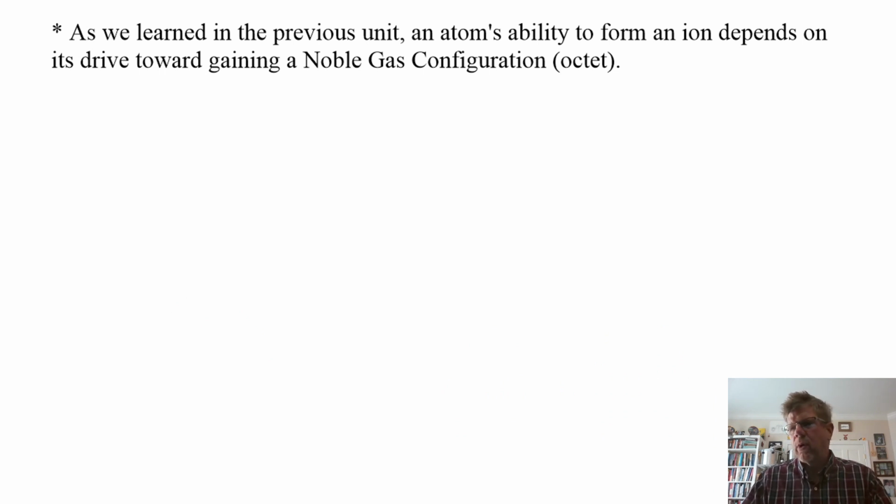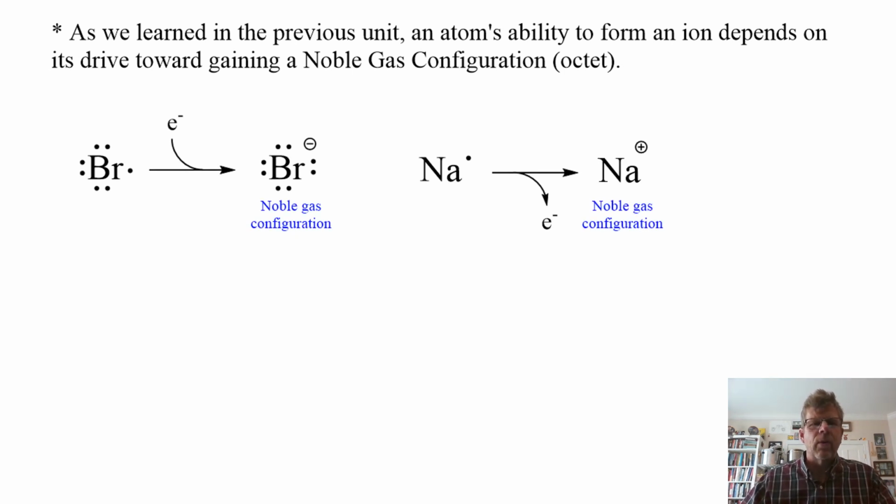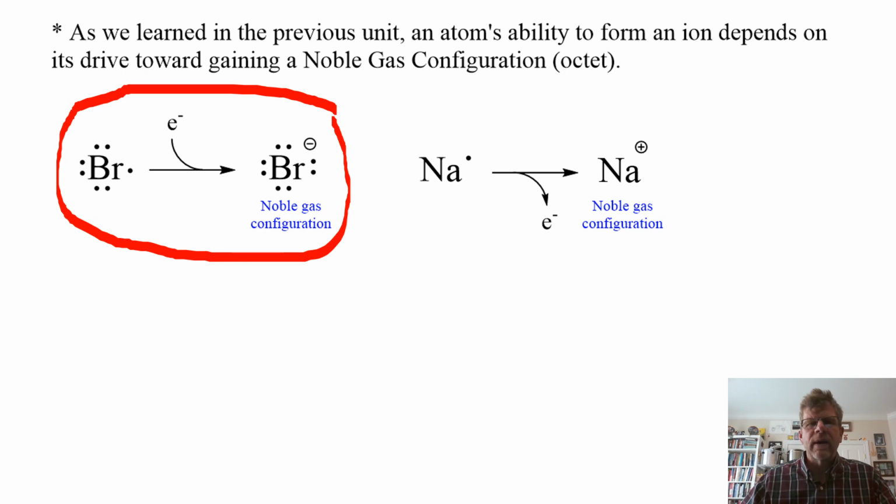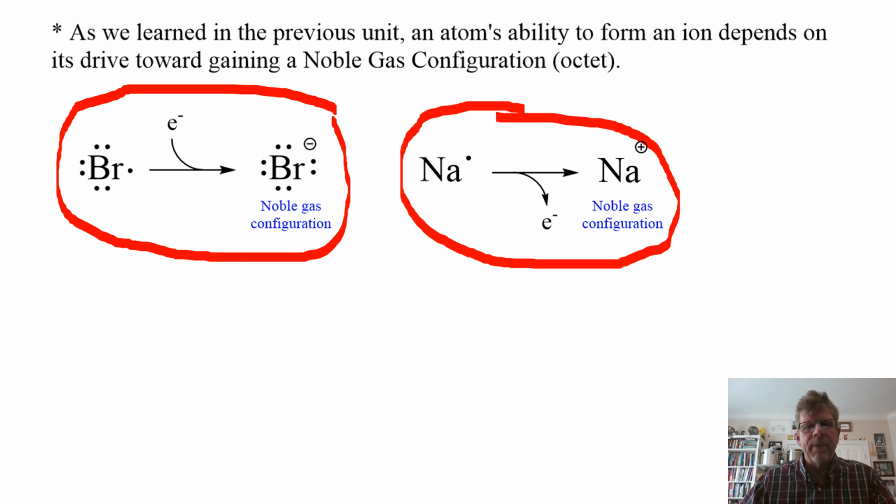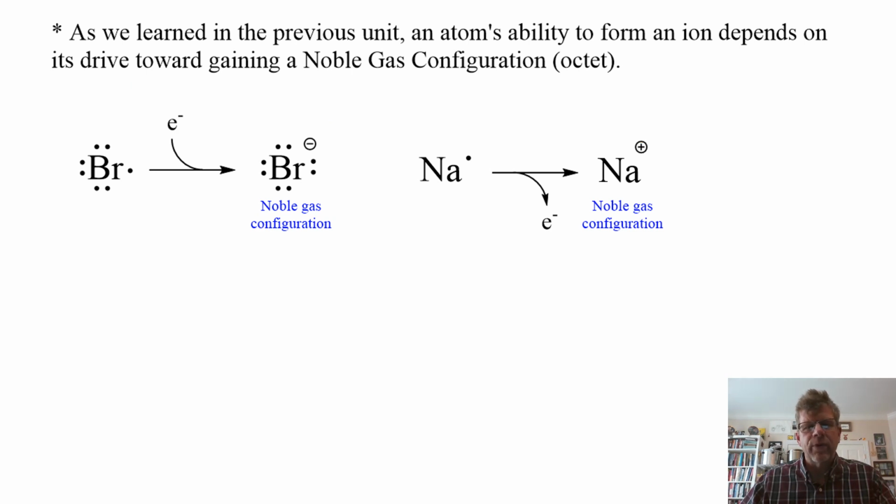So with regards to chemical reactivity, we had learned previously that with regards to ions, an atom's ability or propensity to form an ion depends on its drive towards gaining that noble gas configuration, or an octet, if you like. And a couple of examples we looked at, whether we're picking up electrons with respect to nonmetals or giving up electrons with respect to metals, it's all the movement of electrons with what we see over here with bromine with its 7 valence electrons. If it picks up one electron, it can have an octet, that noble gas configuration, which comes right after bromine.